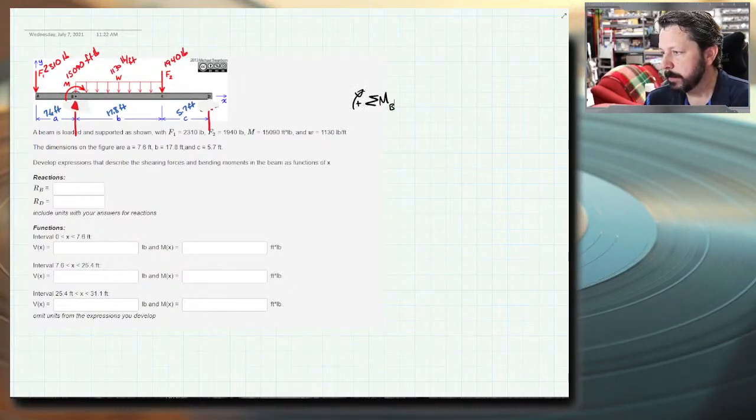Let me make sure the chat is open here in case we have anything. It was covered up. All right.